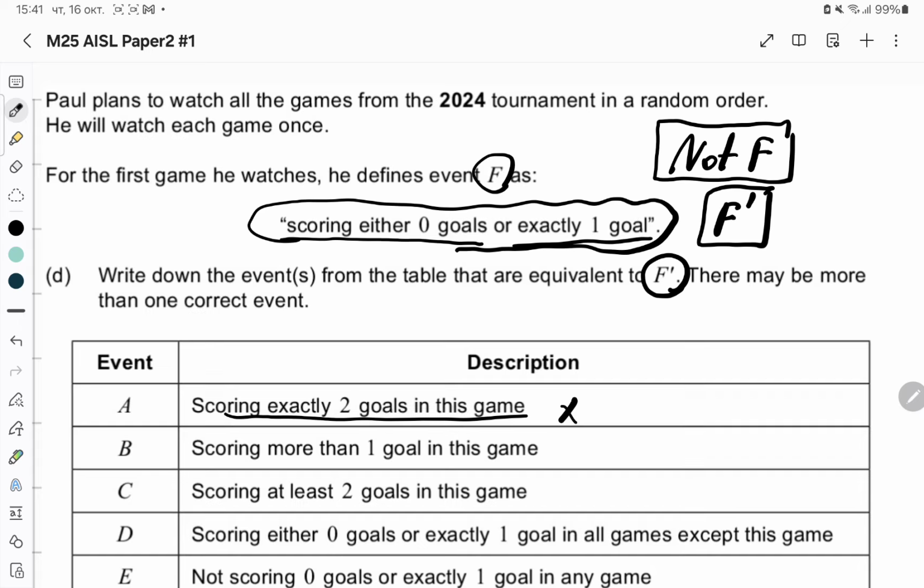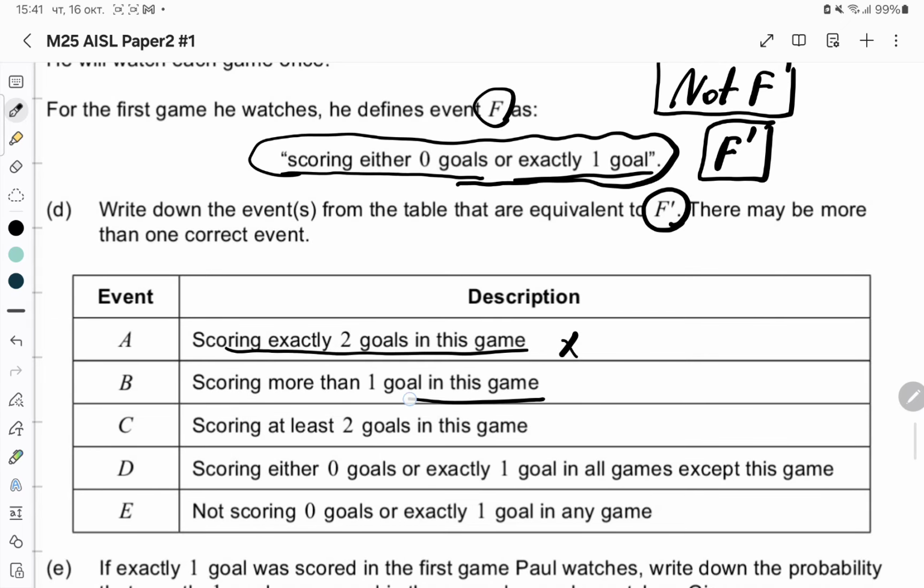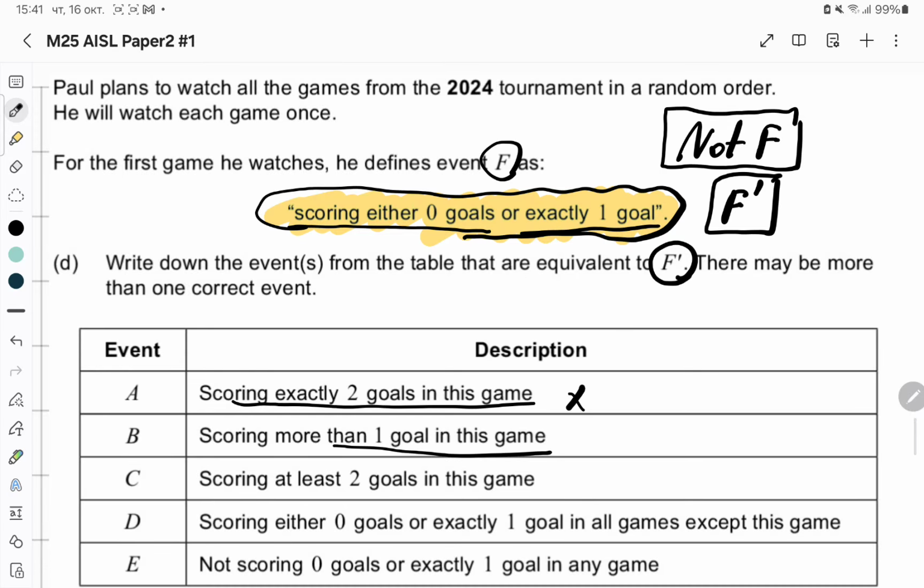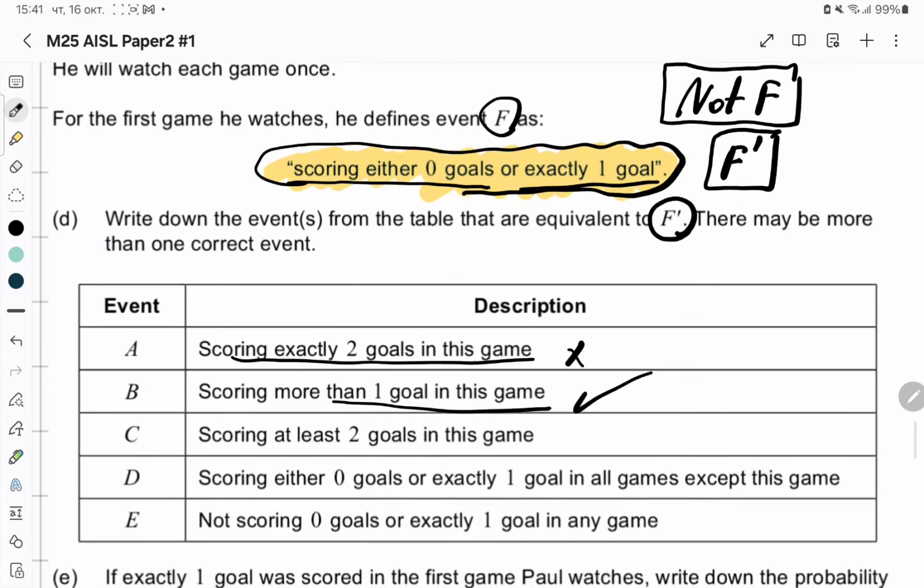So it's not appropriate. Scoring more than 1 goal in this game. This statement says that it is not 0 or exactly 1, so if it says more than 1 goal, it means 2, 3 goals here. So it is appropriate. Now C, scoring at least 2 goals in the game. The same. So actually these statements B and C are equivalent to each other.